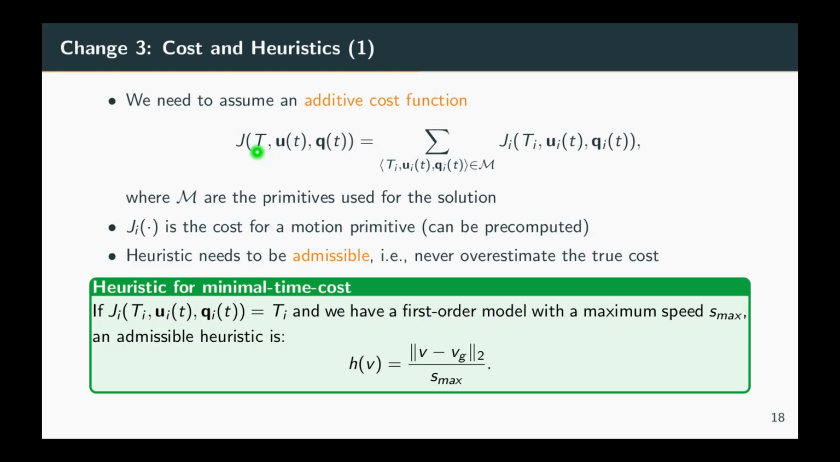So then, if we assume we have some sort of robot that is a first order model, which means we control the velocity more or less directly, and we know at what speed it can, in the worst case, operate, let's say that speed is S max. Then one example of an admissible heuristic is that we just take the Euclidean distance between our current state and the goal state, and divide it by the fastest possible speed of our robot. And that gives us the shortest possible time the robot could take to get to the goal.